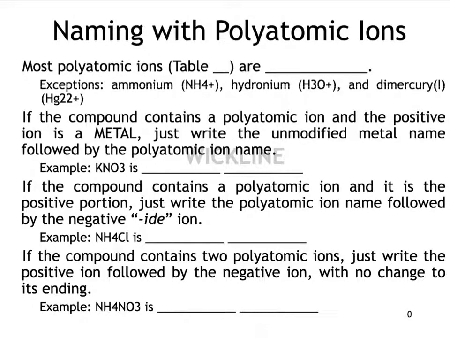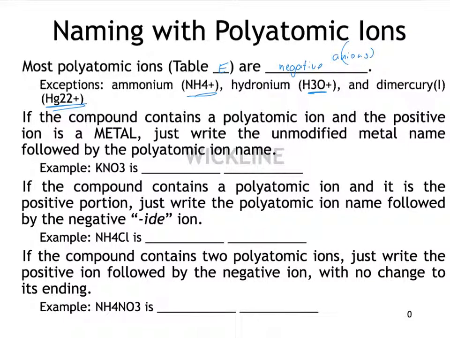Now, if you have a polyatomic ion, it actually is very similar, but let me get you started with some of the background. So polyatomic ions are on Table E, as I'm sure you remember, and most of them are negative, or they're anions, you might remember that word. But there are a couple of examples. We have ammonium and hydronium, and even dimercury too.